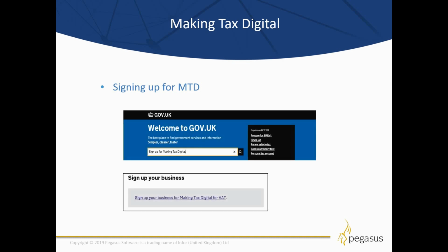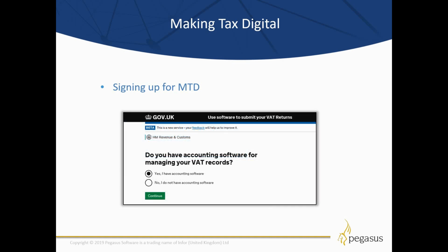First of all, go to the government website, gov.uk, and enter into their search engine, sign up for using Making Tax Digital. From that page, you will find a link that allows you to sign up your business to Making Tax Digital. Just bear in mind, the following screens may vary from what I show you next because HMRC might update them. The first question you'll be asked is, do you have accounting software for managing your VAT records? The answer is, yes, I have accounting software because you're using Opera 3.